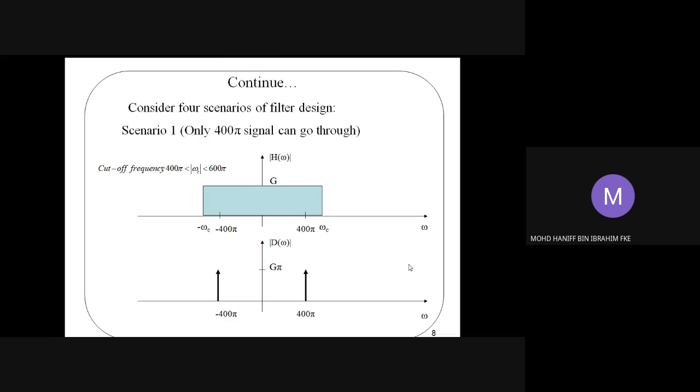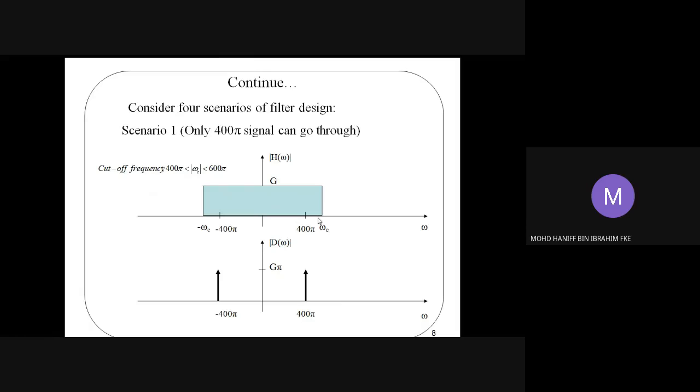These are the scenarios that we can consider for the filters. This is your H(ω), which is the filter response. The filter response can be designed such that we have this kind of response, where ω_c stands for the cutoff frequency. In the first option, scenario number 1, ω_c is bigger than 400π but ω_c is smaller than 600π.